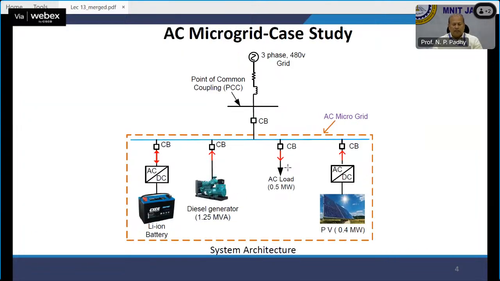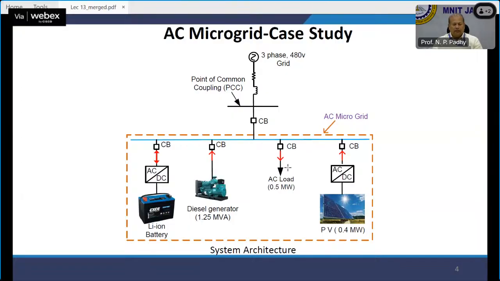Now, this is one of the case studies. Let us assume a system architecture. We have a microgrid connection with a bus, which is a three-phase 480 volt, very low voltage grid. And you have a point of common coupling. We have a lithium-ion battery, a diesel generator, an AC load, and a PV. So this is the so-called AC microgrid, one of the simplest architectures, where the load is 0.5, the diesel generator is 1.25, and the PV is 0.4 megawatt.